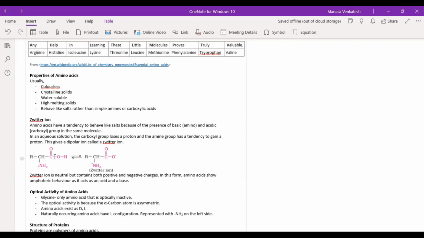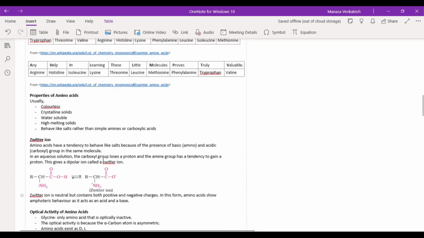And because of this, the COOH group will lose its proton to form a COO minus ion. And the NH2 pulls in this proton and forms an NH3 plus. And this is in an aqueous solution. So because of the exchange, it leads to the formation of something unique called a Zwitter ion. A Zwitter ion is neutral, so it does not have a net charge, because it consists of both a positive as well as a negative charge. And this is the reason amino acids show amphoteric behavior.